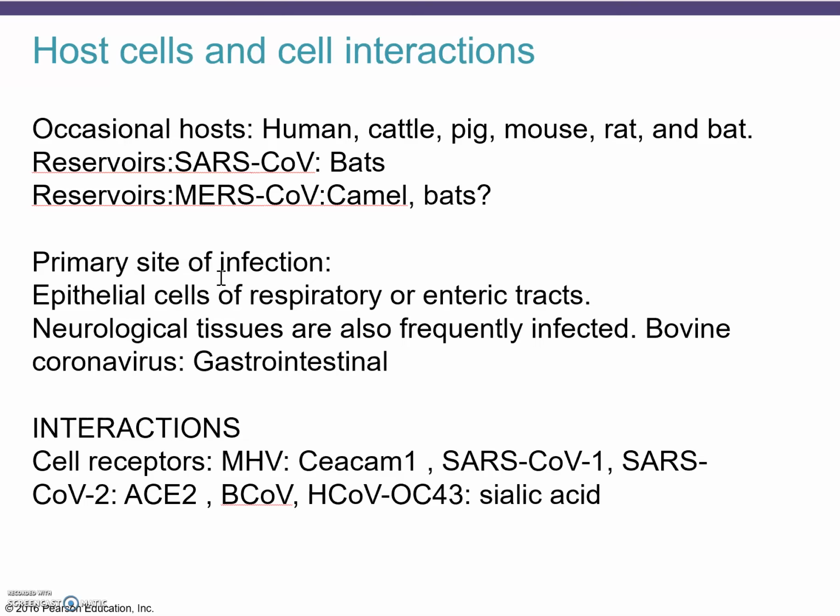The primary site of infection is the respiratory tract. It can also cause some gastrointestinal problems, sometimes even neurological problems, but that's rather rare. The bovine coronavirus causes mostly gastrointestinal problems, but for humans, it's usually the respiratory tract that becomes infected. Here are some of the cell receptors that the coronavirus interacts with. That's probably not so interesting for you guys, but maybe you want to take a look at that.